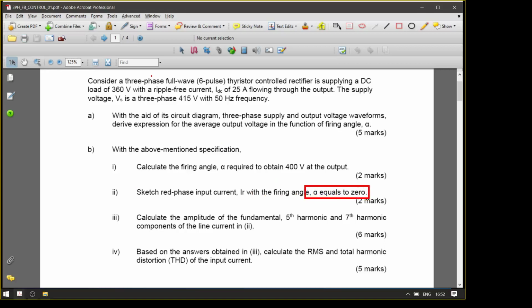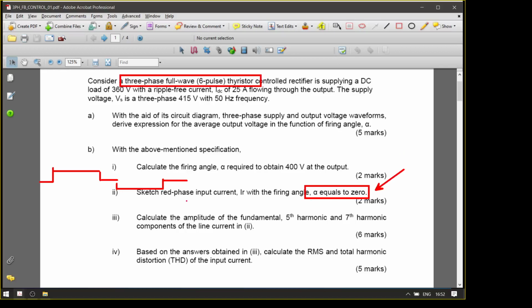What does it mean? When you deal with a 3-phase 6-pulse thyristor, I hope you remember when we did the 3-phase full wave uncontrolled rectifier, the output current is a quasi square waveform, isn't it? Quasi square waveform. So here it tells you, no worries, if alpha equals to 0, that means the output voltage is similar to an uncontrolled rectifier, isn't it?